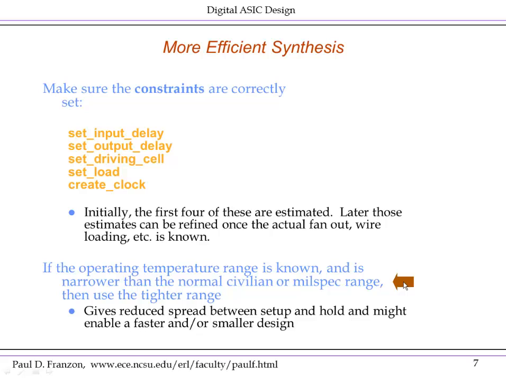Another simpler example is operating temperature range. The fast and slow cells we've been using come from specific extremes of assumed temperature. And if you know you don't need to operate over that wider temperature range, then you can actually get a lot faster design by using that knowledge within the synthesis run.